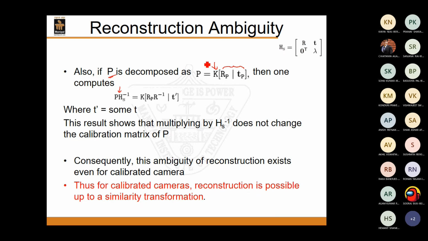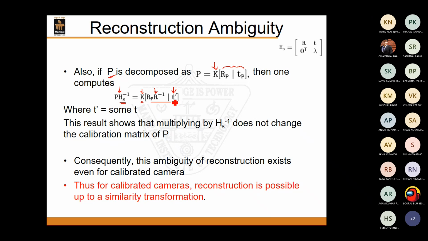That means on applying the similarity transformation on the camera parameters, the internal parameter does not change. It still remains K. The only change that happens is that the rotation matrix and the translation vector change. Again, that is a point that you need to remember. On applying the similarity transformation to the camera parameters, the internal parameters of the camera do not change. It will only change the external parameters of the camera.